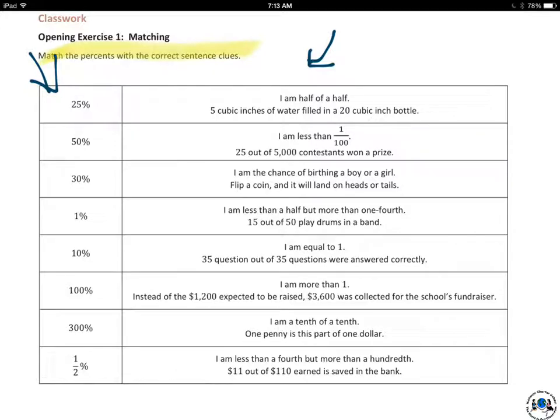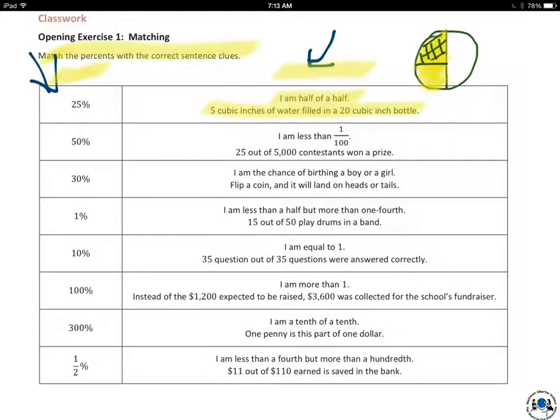Okay, here we go. I'm going to go ahead and go over all of these. All right. Okay, so I'm going to start the first one here, and I am half of a half. Okay, so 5 cubic inches of water filled in a 20 cubic inch bottle. Okay, now half of a half, I just went ahead and made a picture of it. I thought a picture would work really well.